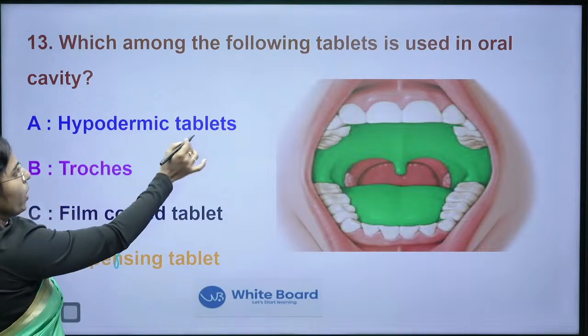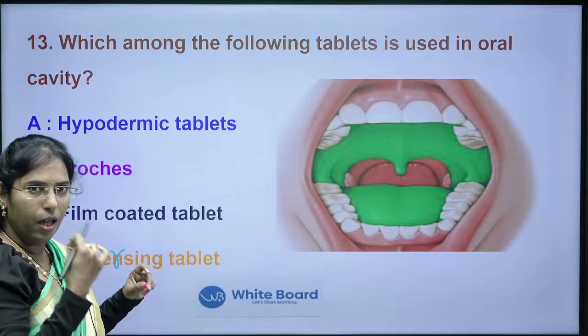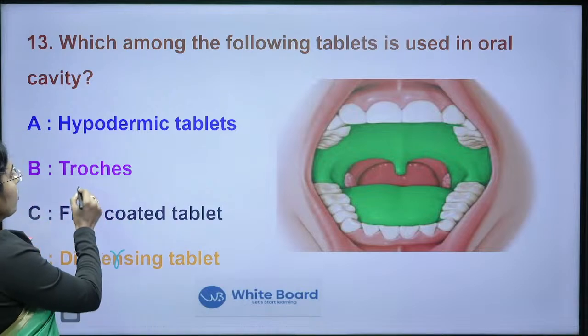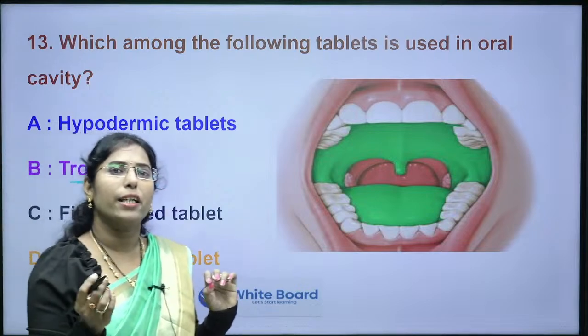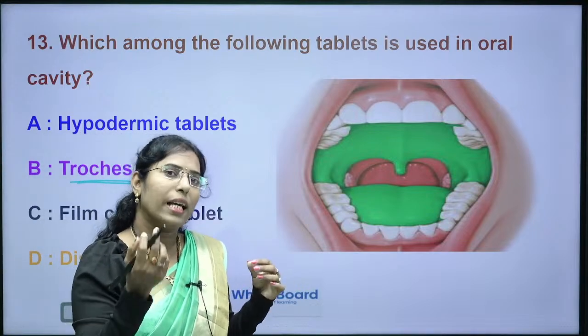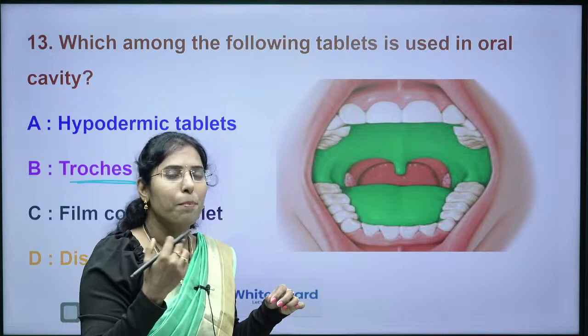So these are hypodermic tablets. These are not meant for our oral cavity, right? So next is troches. What are these troches? Troches are nothing but medicated lozenges. Okay, so they get solubilized in the mouth itself.